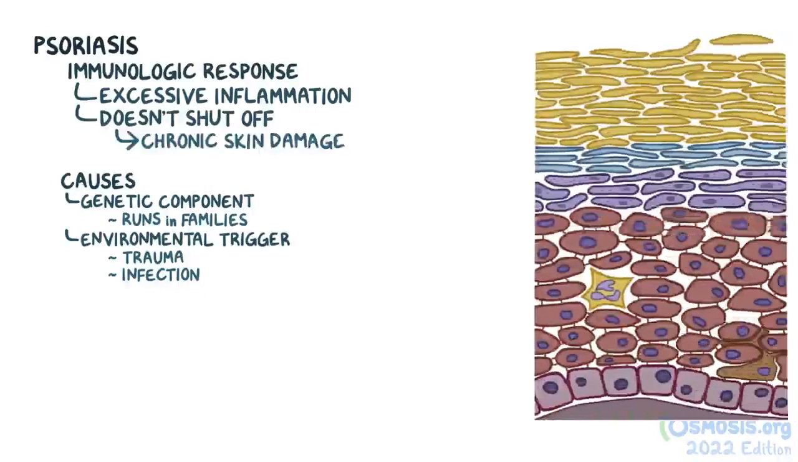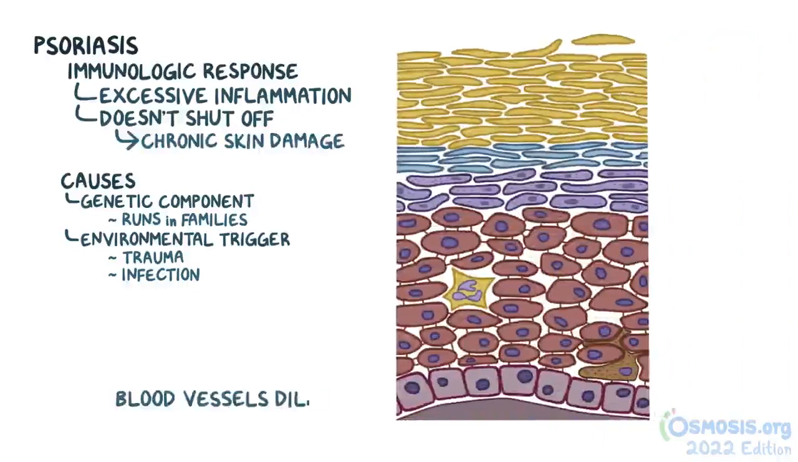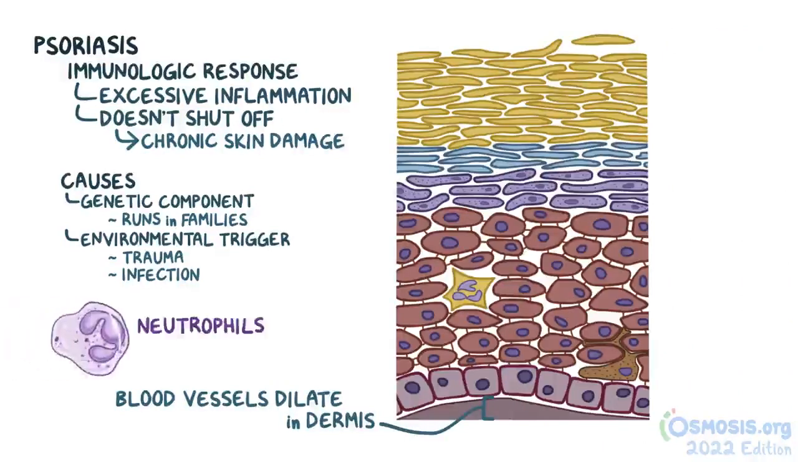skin. In the dermis, inflammation causes the blood vessels to dilate, particularly at the border between the dermis and epidermis. That delivers more immune cells, particularly neutrophils, to the epidermis. In the epidermis, the neutrophils collect in the stratum corneum layer. The inflammation also causes keratinocytes to proliferate excessively and mature abnormally.